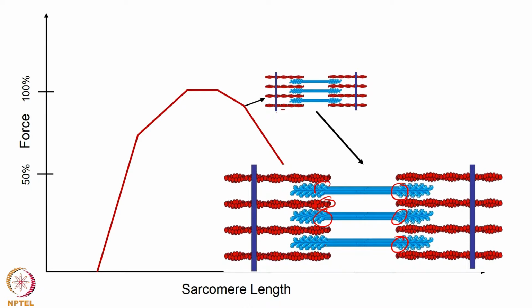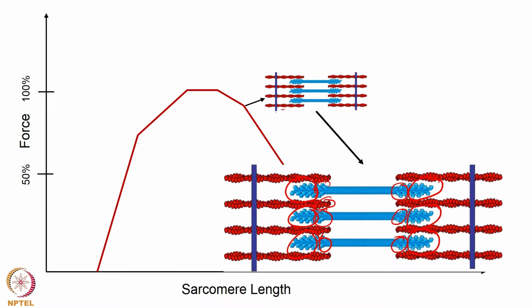So, these are not able to interact with actin. Why? Because the length has increased further, more than the optimum length. Because of this reason, only whatever actin molecules can actually interact with myosin are responsible for force, right. So, this reduces the amount of force that can be produced.